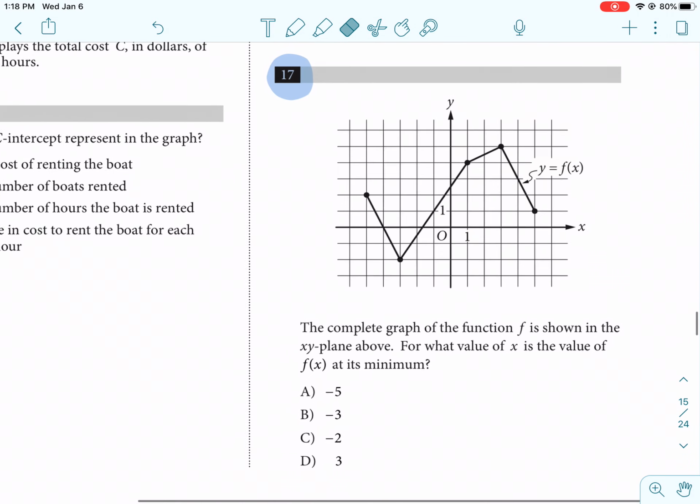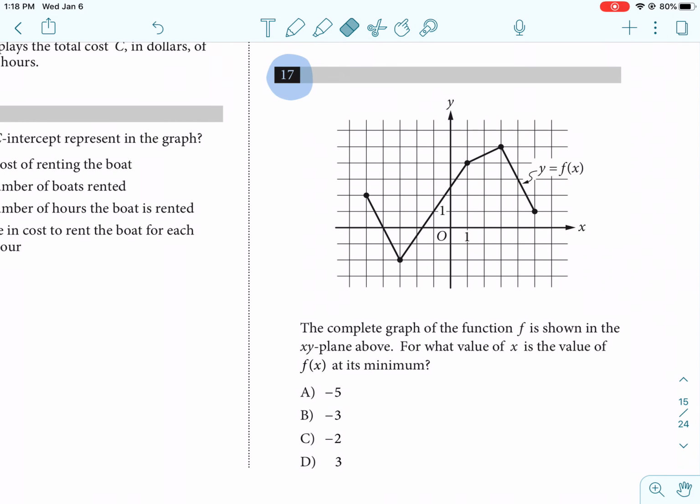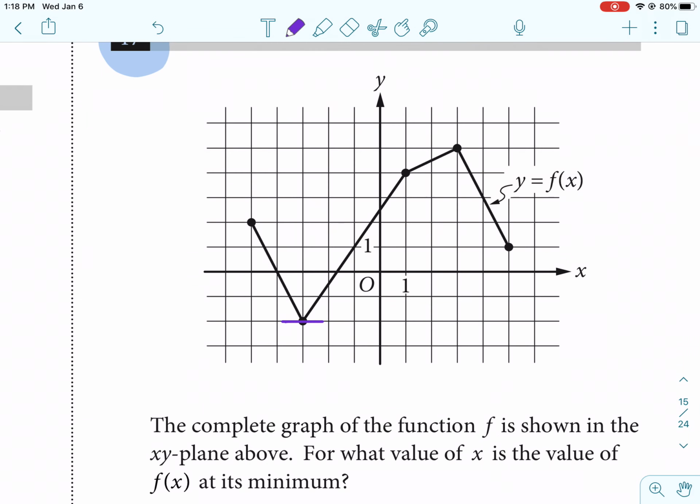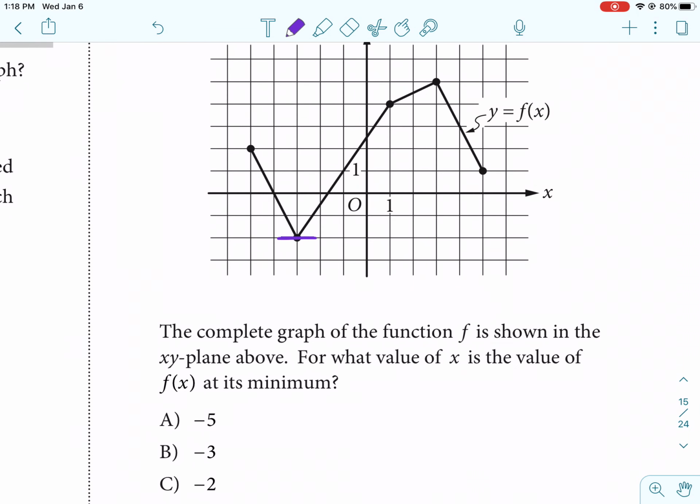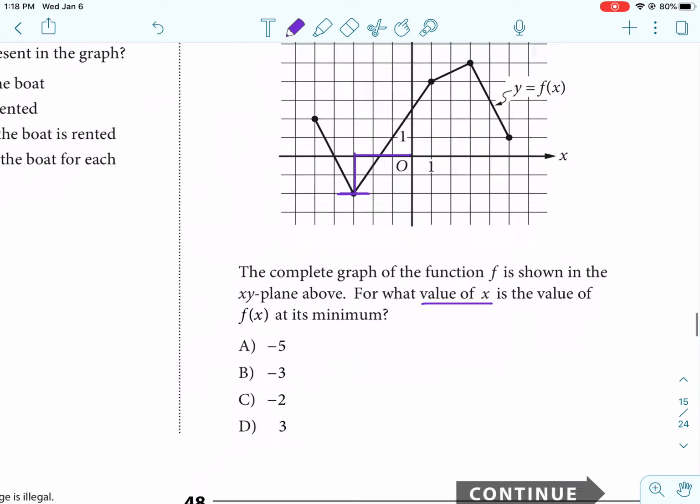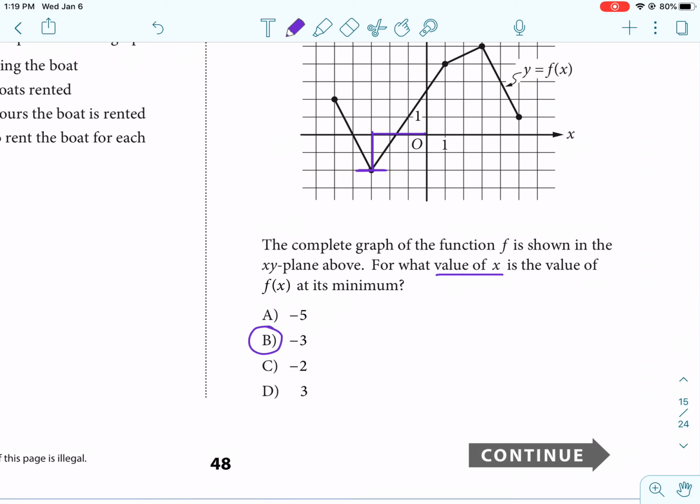17. The complete graph of a function is shown. For what value of x is the value at its minimum? To find the minimum, we just want to look at the lowest point on the graph, which is right here. And it says for what value of x? So this is the ordered pair -3, -2. So the x value is -3. If you did not read that correctly, it would be really easy to pick C because that lowest value is a y value of -2. So just be careful there.